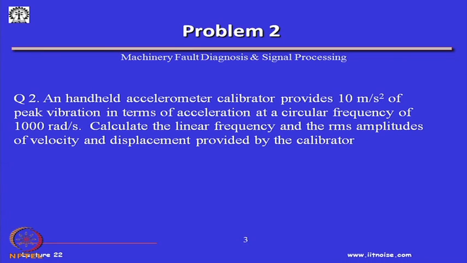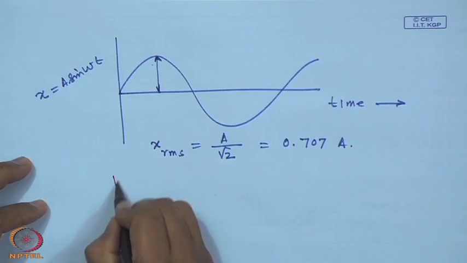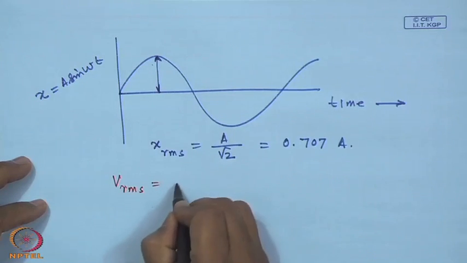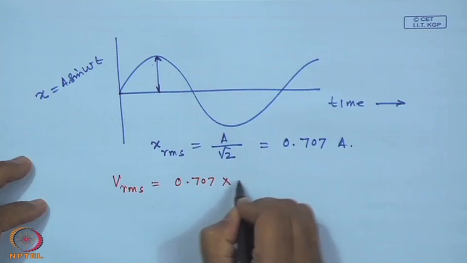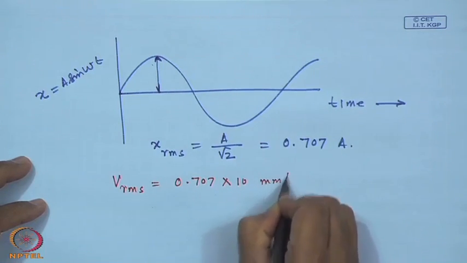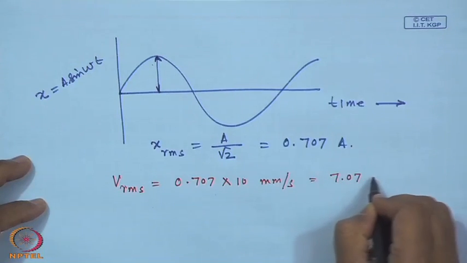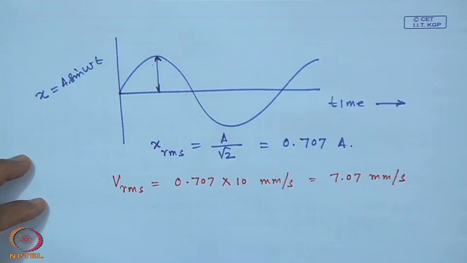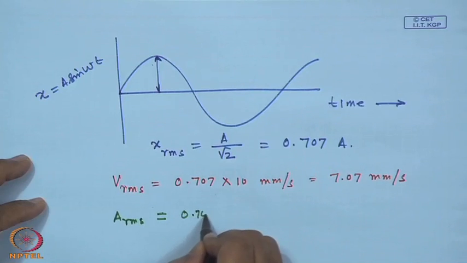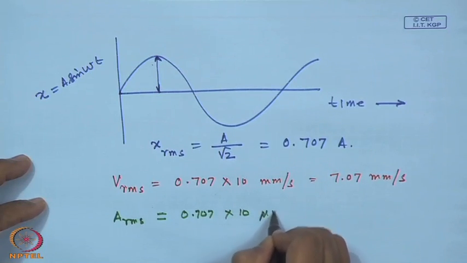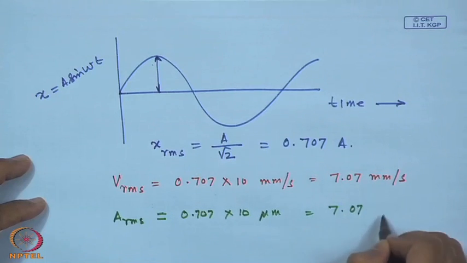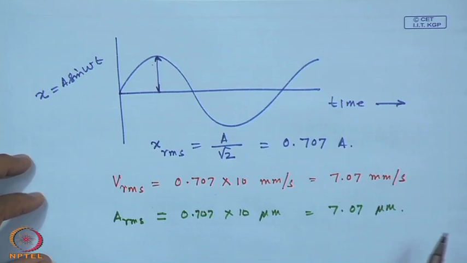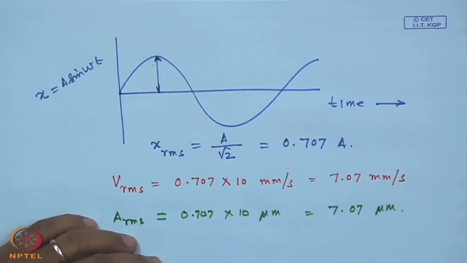provided by the calibrator. The V RMS would be therefore 0.707 times 10 millimeters per second, that is 7.07 millimeters per second, and the displacement RMS, A RMS, is equal to nothing but 0.707 times 10 micron, that is 7.07 micron. Okay. These are certain handy numbers to remember in the field.